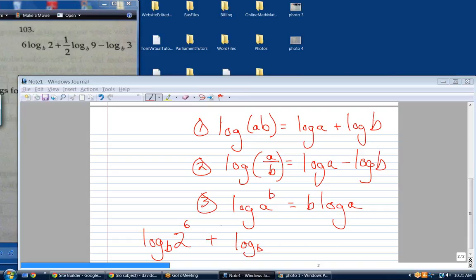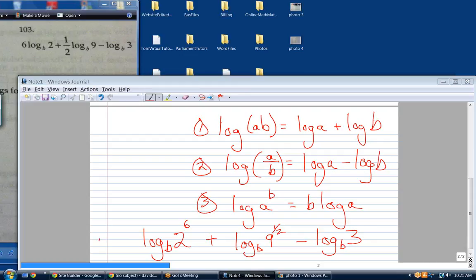So the middle term becomes what? It could be log base B of 9 to the power of 1/2, which means the square root of 9. So we can change that to 3 when we get around to it. And minus the last one. We don't have a first step for it. Log base B. There's nothing else to be done to that.